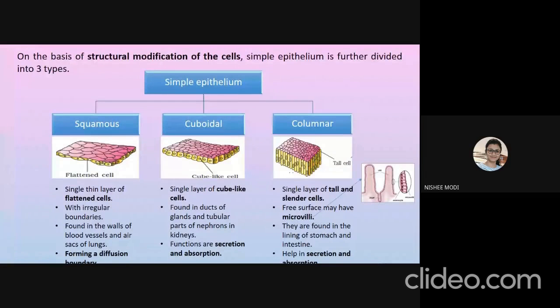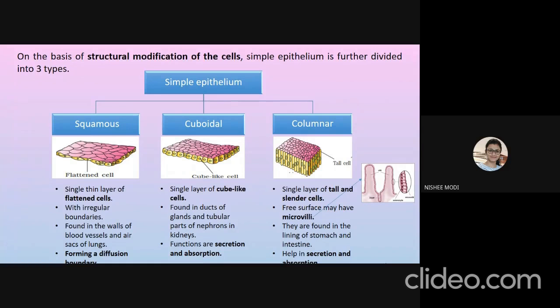On the basis of structural modification of the cell, simple epithelium is further divided into three types: squamous, cuboidal, and columnar. In simple epithelium, all cells are in a single layer. In squamous epithelium, a layer of flattened cells is present.